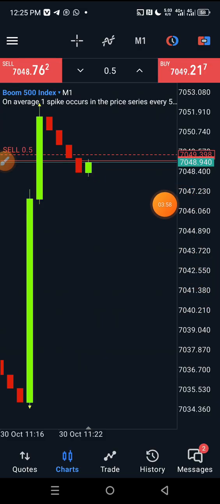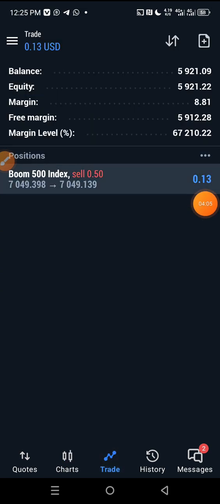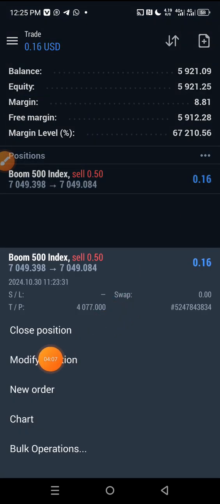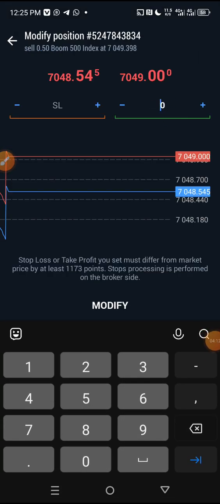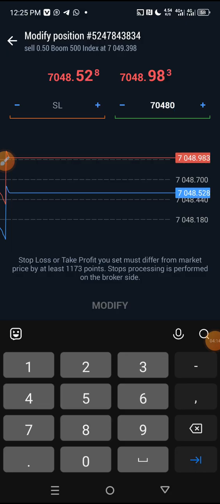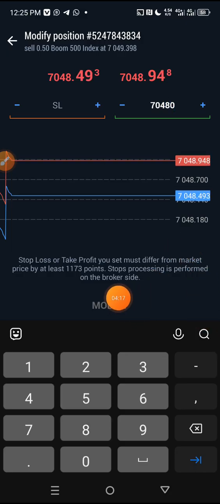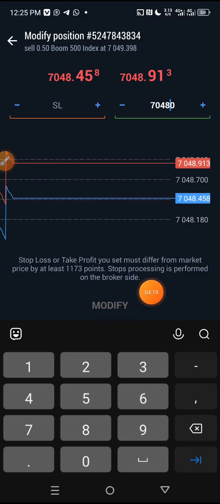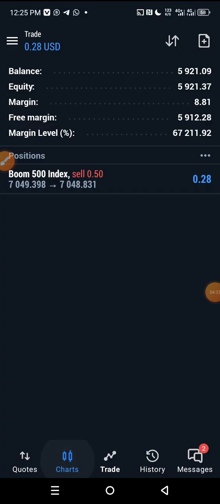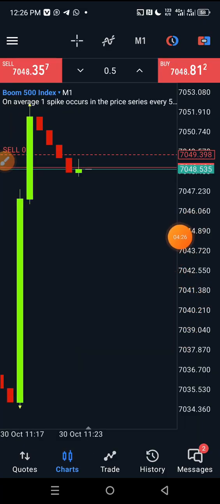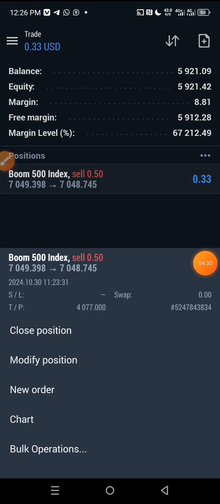Okay, there's a little spike. Let's put it at 70.48, so that it will TP. Press and hold, click on modify position, TP, you put 70.48. It's too close. You see, because it's too close, it couldn't highlight. It should be a pip away, one pip away. So let's adjust it. Let's use this 70.46, one pip away.